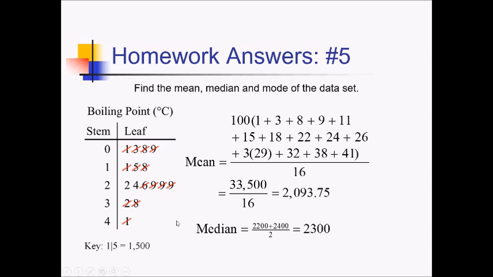The mode is whichever of these got repeated the most. So just take a look at your leaves and see which one you see the most duplicates for. Looking through all of these, there's really no duplicates until you get to these 9s, and there's 3 of those. Nothing else even comes close. So it looks like 2,900 is our mode.